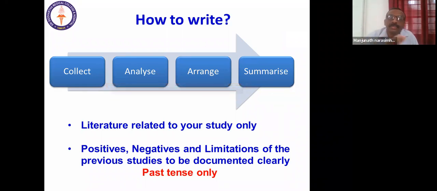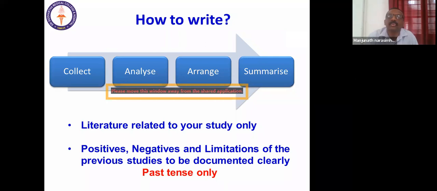Whenever you are selecting any article, the article should be related to your study only. It should have whatever variables you are going to measure, which have to be measured even by your previous researcher. Then only you can have a good discussion. So what are the articles you have selected now? You have to see what are the positives, that is comparing, what are the negatives, contrasting, and what are the limitations or gaps of the previous studies, which have to be clearly documented.